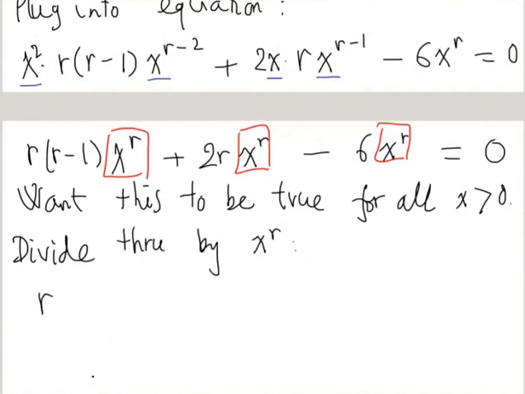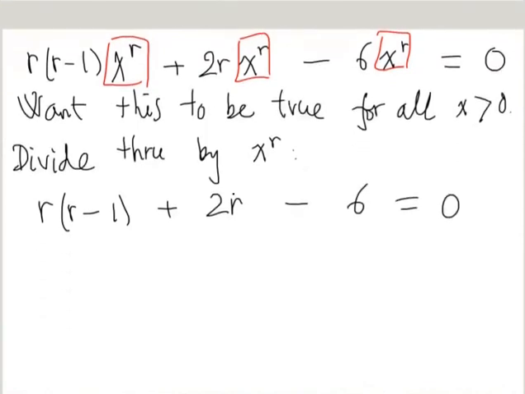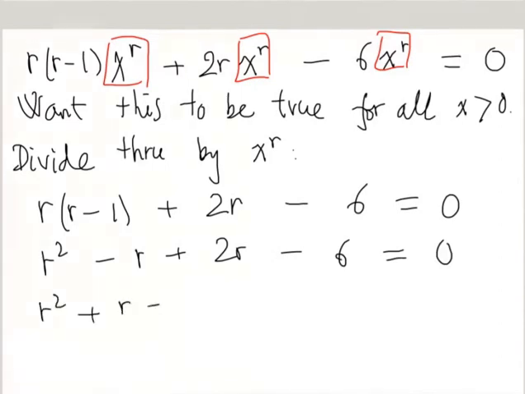Then we have r minus 1 plus 2r minus 6 equals 0. Distribute, we have r squared minus r plus 2r minus 6 equals 0. And so we have the quadratic equation r squared plus r minus 6 equals 0. From here, we solve for r. You can factor this.